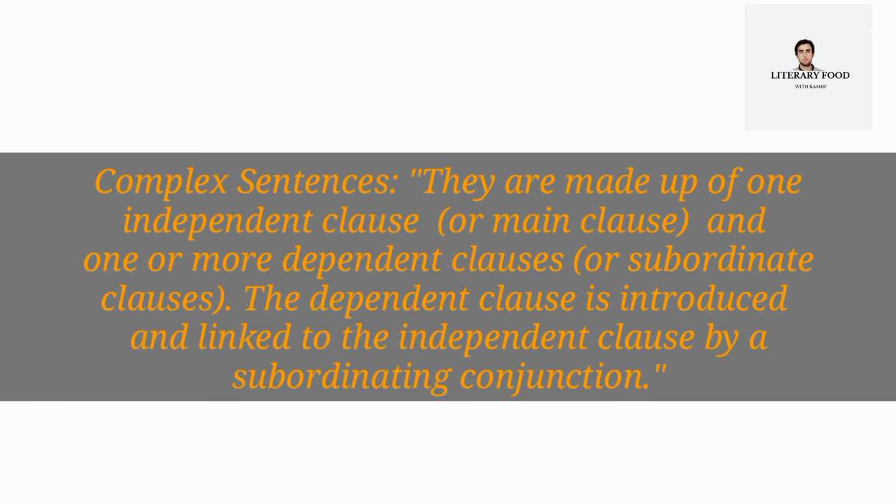Definition of complex sentences. Complex sentences are one of the four main sentence structures. They are made up of one independent clause, which is also called main clause, and one or more dependent clauses, which is also called subordinate clause. The dependent clause is introduced and linked to the independent clause by a subordinating conjunction.